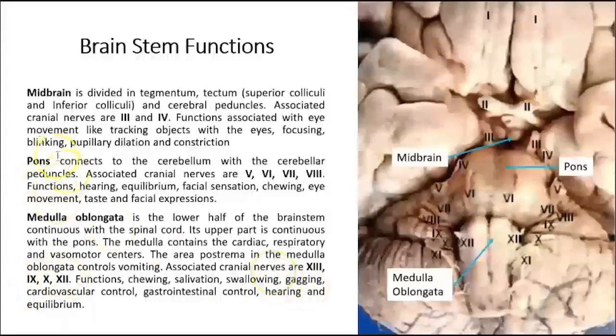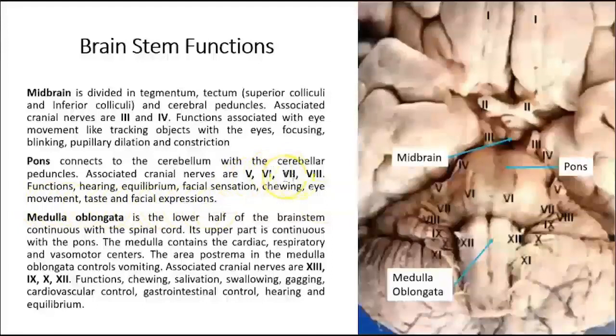In the pons, we're going to have cranial nerves from number 5 to number 8. Number 8 is vestibulocochlear, so that one is for hearing, for equilibrium. Number 5 is trigeminal. That has to do with the sensations in your face. Number 6 is abducens, which is eye movement, taste, and facial movement.